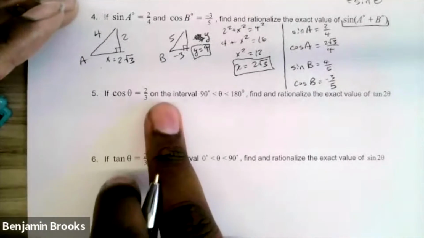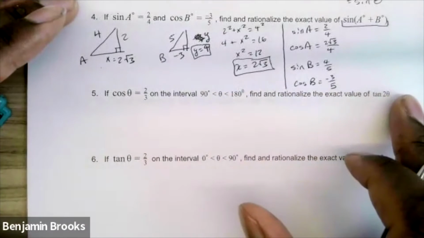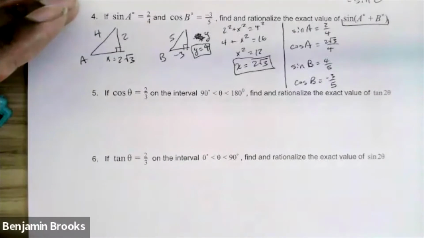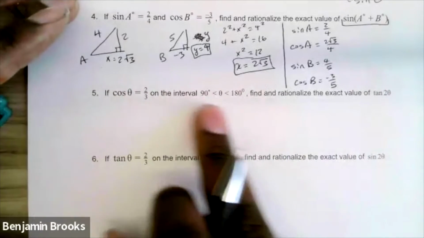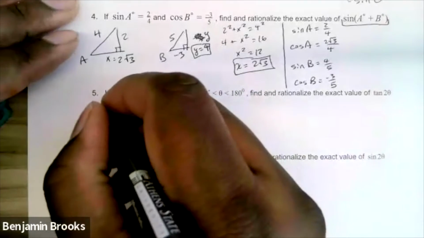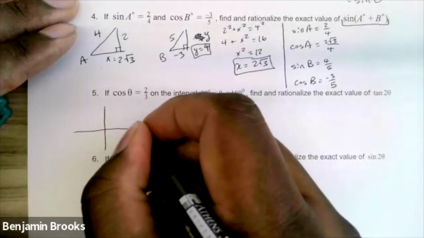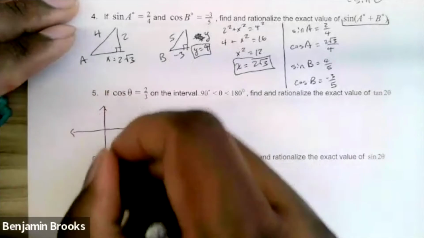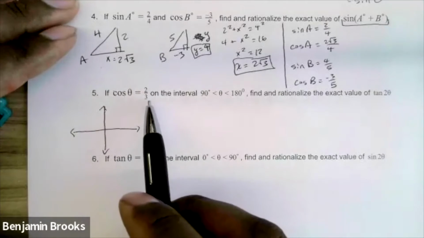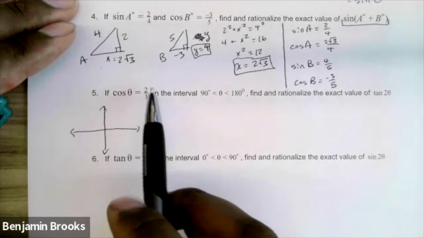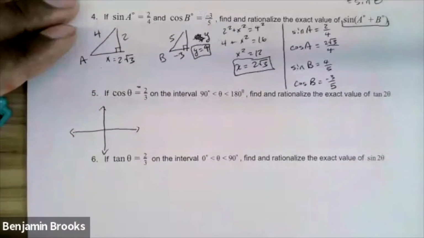Cosine of theta is 2/3 on the interval between 90 and 180. Find and rationalize the exact value of tangent of 2 theta. All right, so let's think about this. Well, technically, cosine is 2/3 on this interval. It really should be cosine theta equals -2/3. So let's make that negative here.